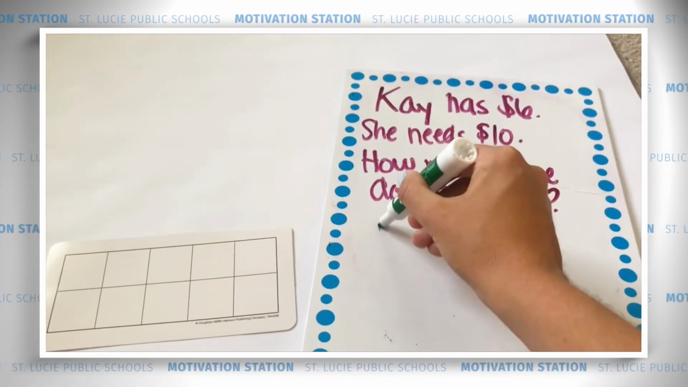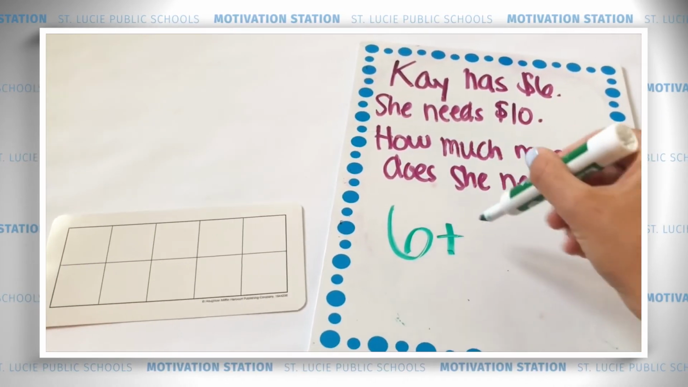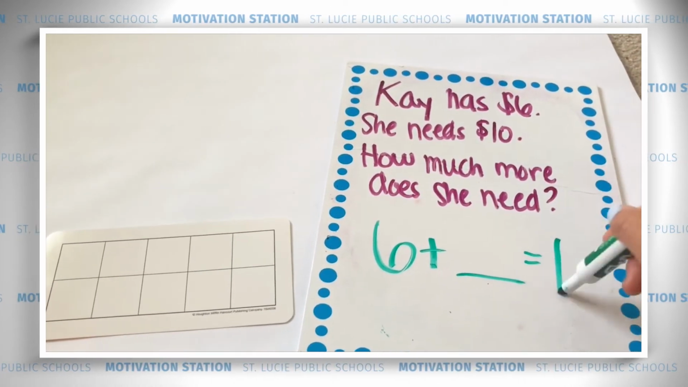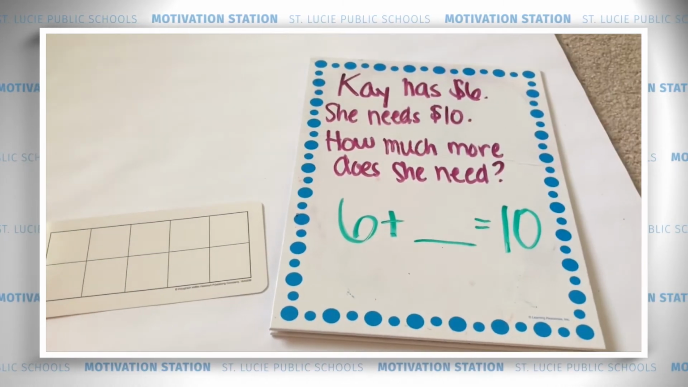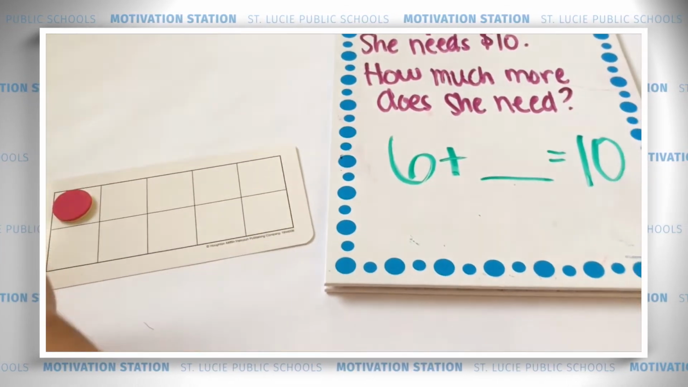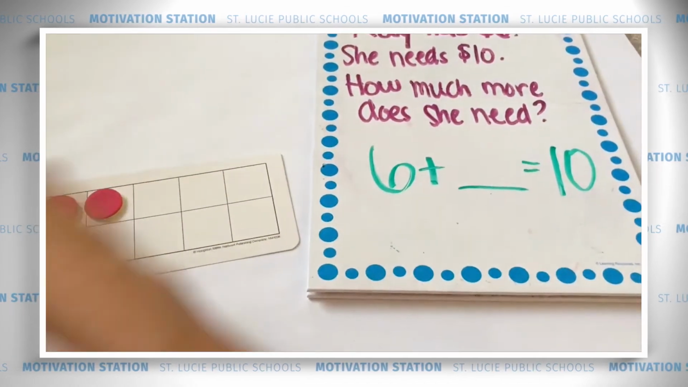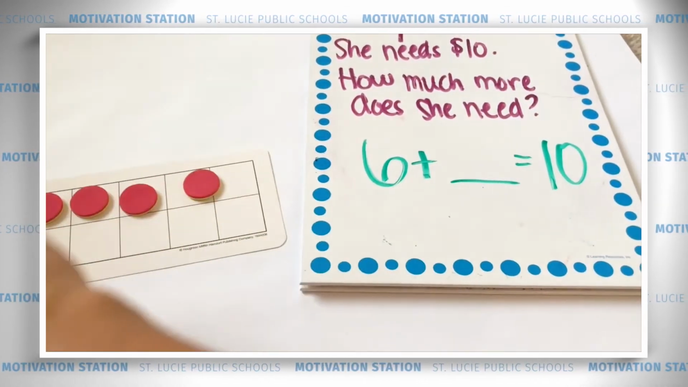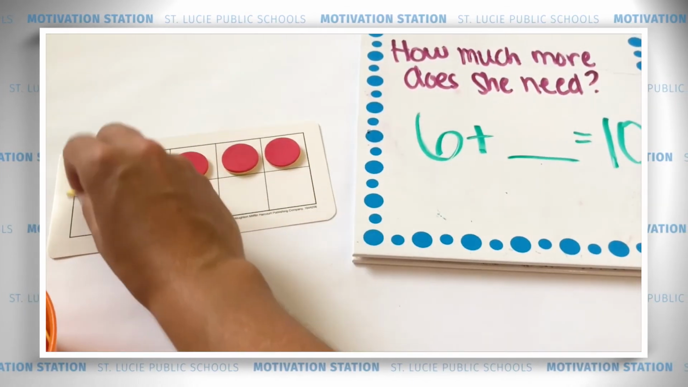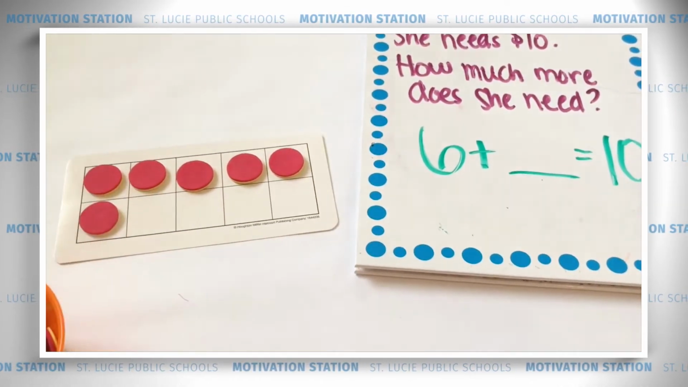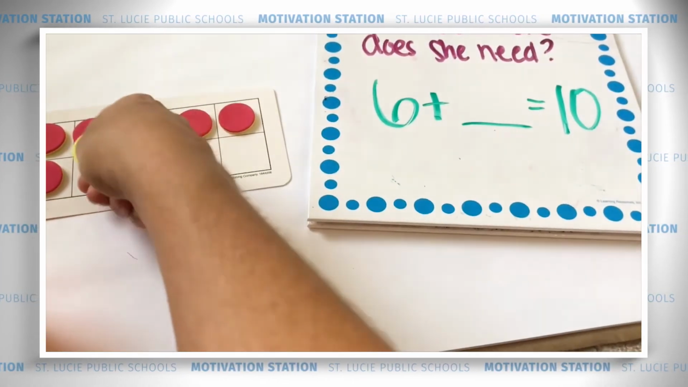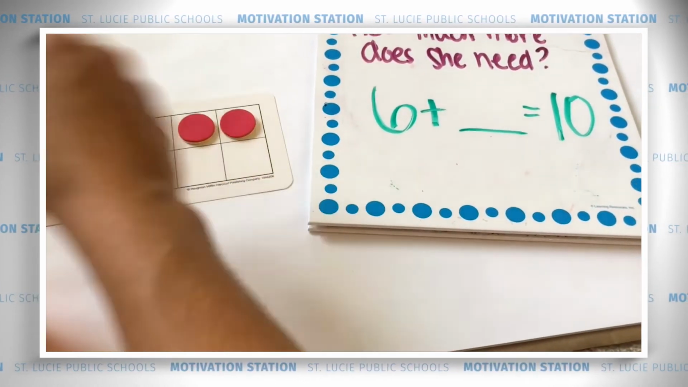So we know she has 6 plus, we don't know. We have to try and figure that out. That's our missing add-in, equals $10 she'll have all together. Now I can use my tens frame to solve. I'm going to first put in 6 reds. And then I'm going to fill the rest of the tens frame with yellows to see how many more I need to make 10.